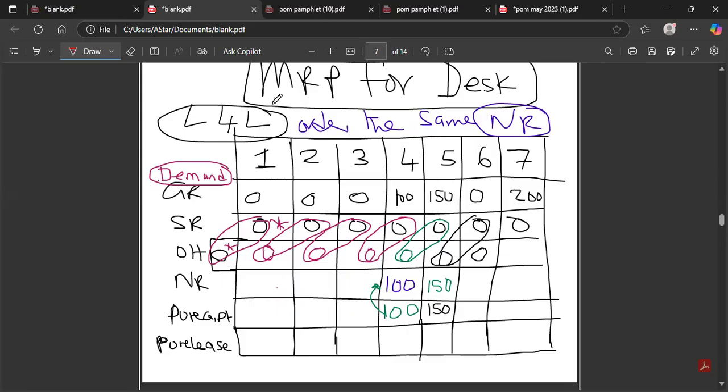Then what else are we going to do here? 0 plus 0 to meet 200. You can tell me. What are we going to do? What are we going to do there? What will be the issue there? We are going to have what?